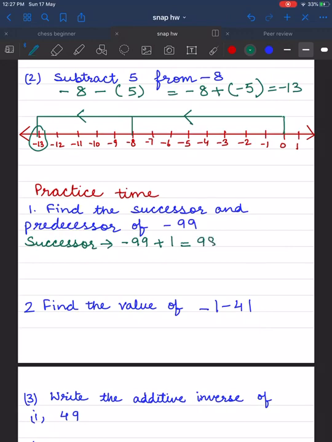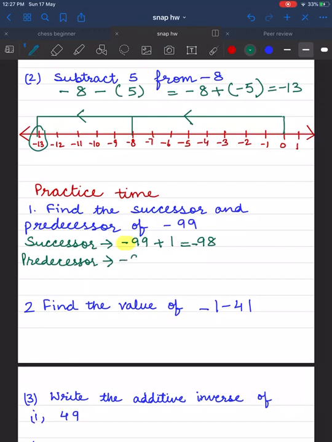Now the two integers have opposite sign, so we find the difference of their absolute values. So 99 minus 1 is 98. Now the greater absolute value has a minus sign with it, so I get minus 98.